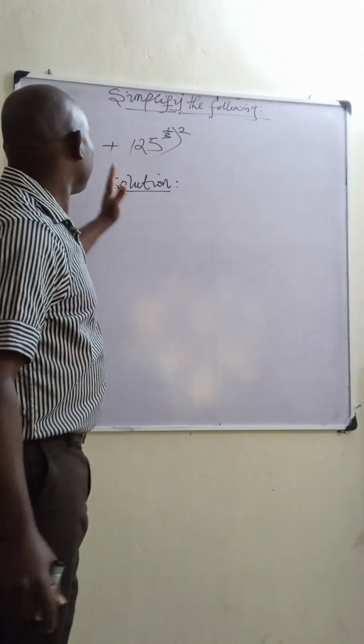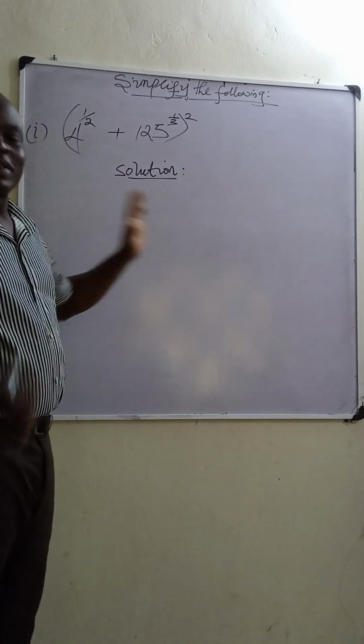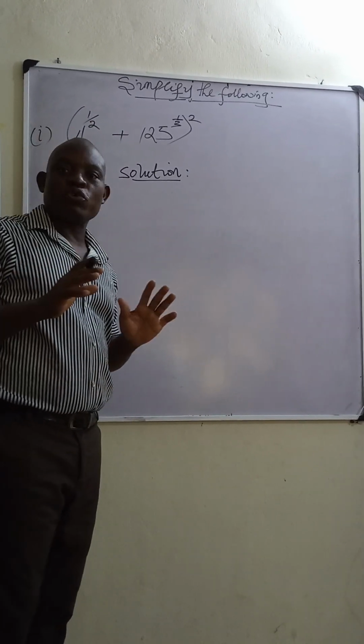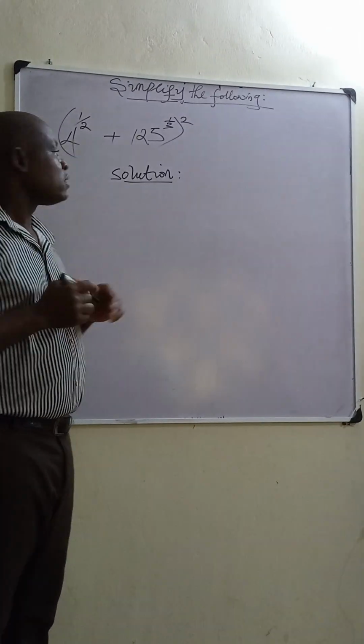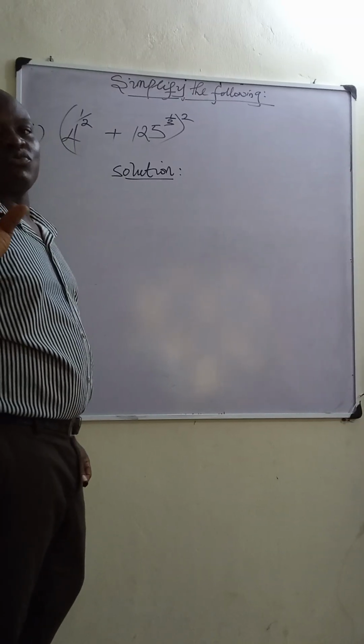First, let's solve them one after the other. Pick the numbers in the bracket, solve them one after the other. That's the easiest way to go, so you don't get confused and you don't muddle up things. So let's pick 4 raised to the power half to solve first.